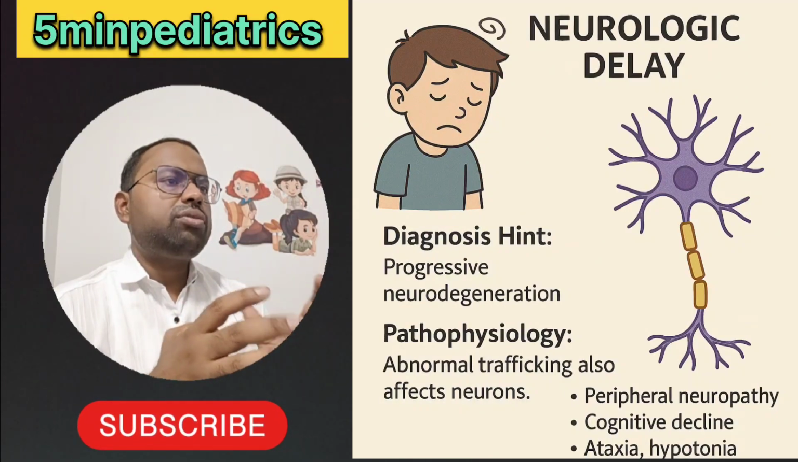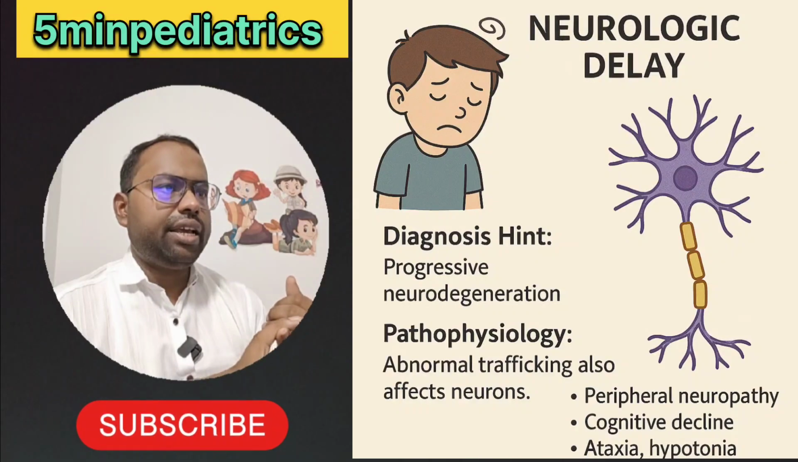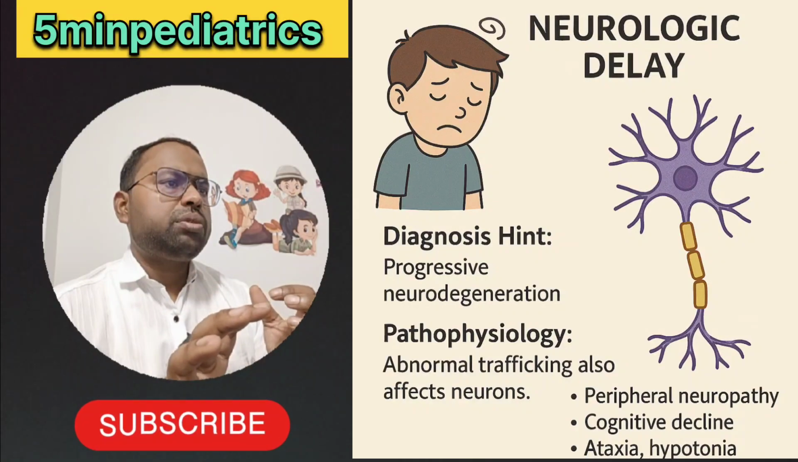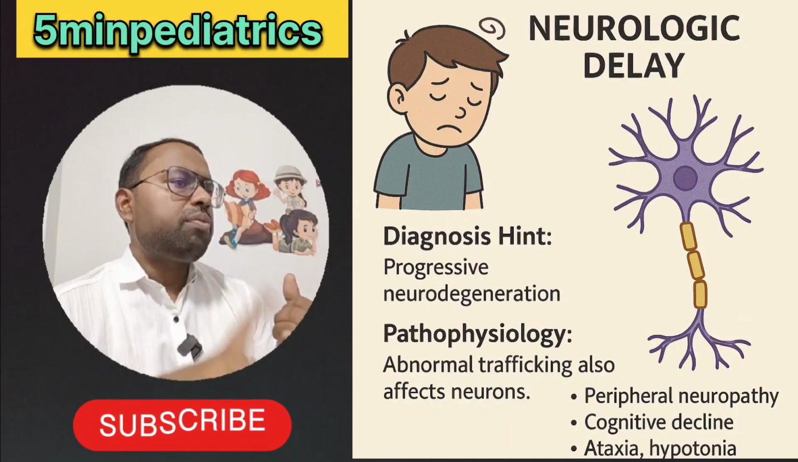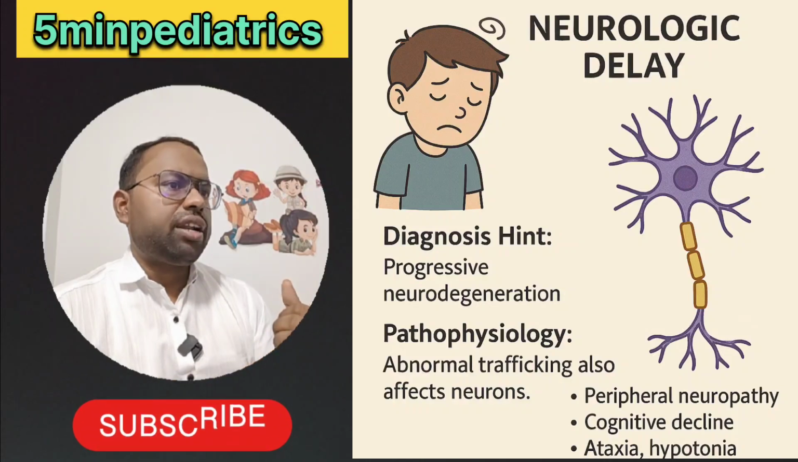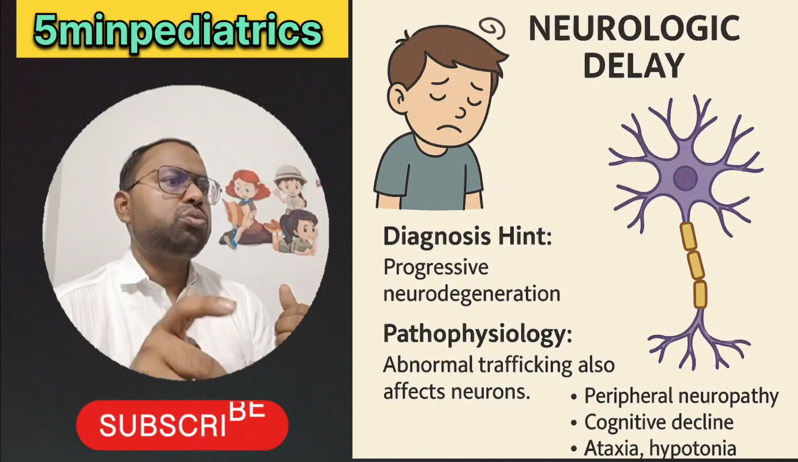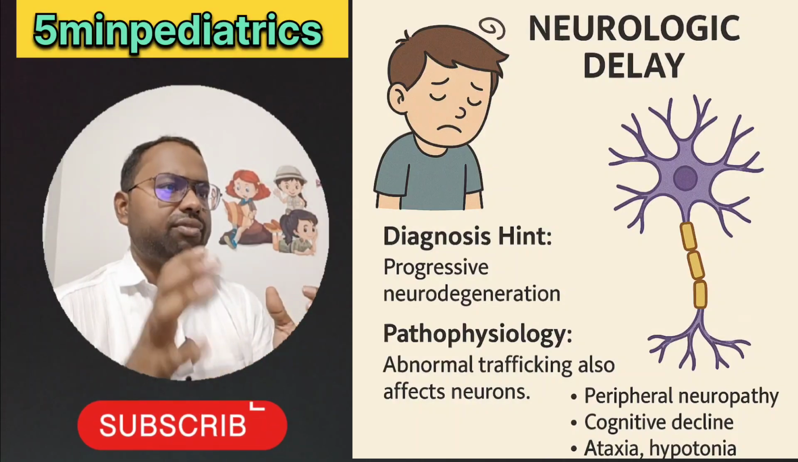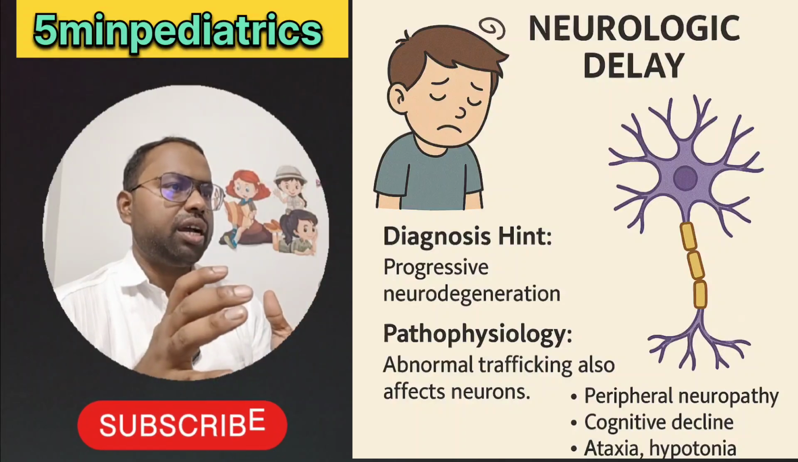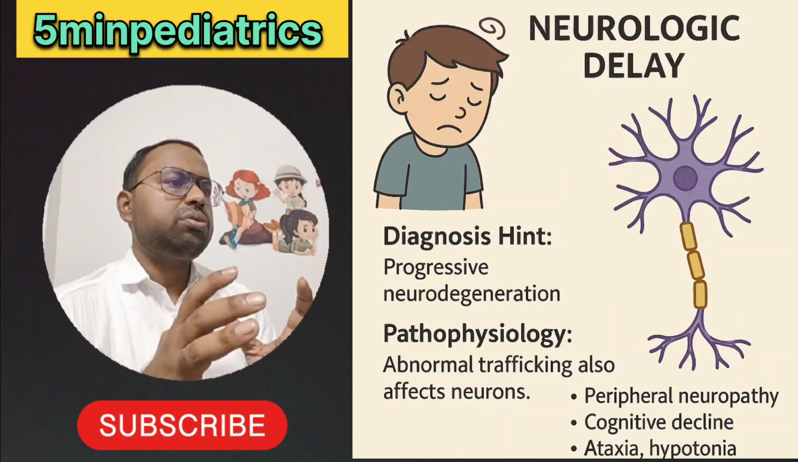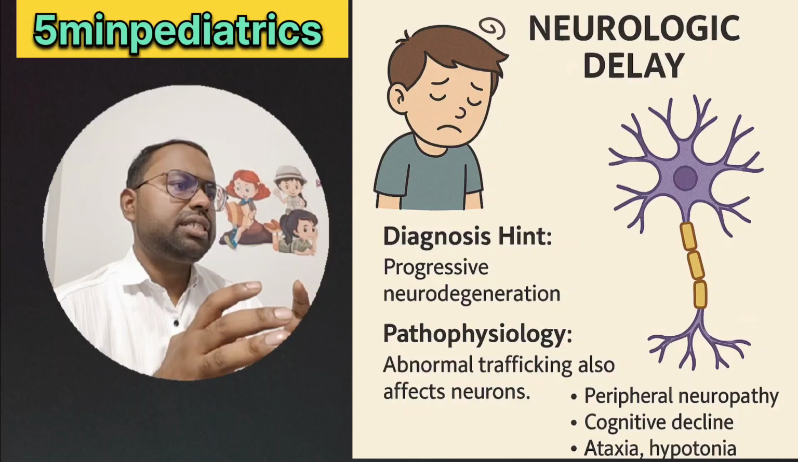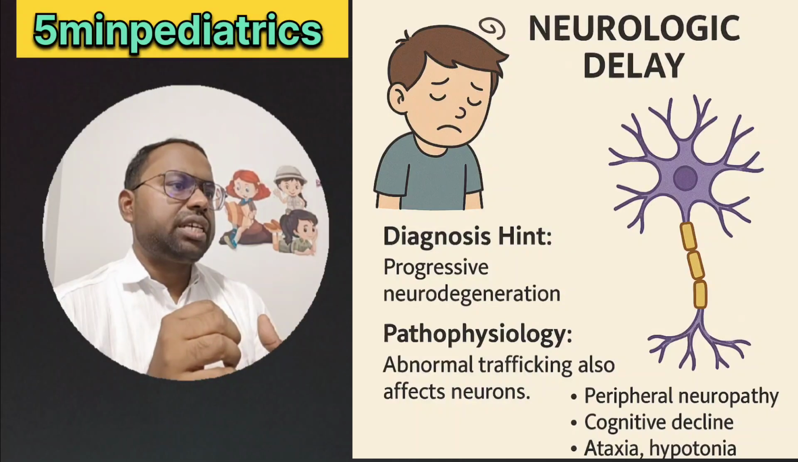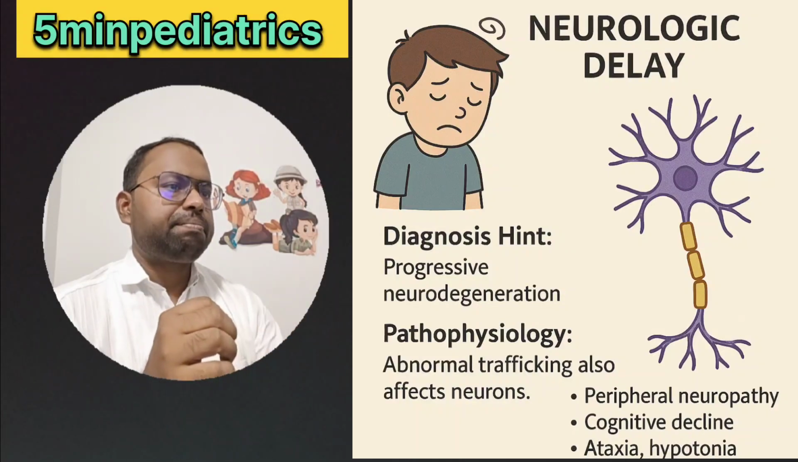Next clinical clue, the child is having neurological delay. So this abnormal trafficking also affects neurons. This leads to peripheral neuropathy, cognitive decline, ataxia, hypotonia. So Chediak-Higashi syndrome is a multi-system disease and it involves skin, immune system and brain.